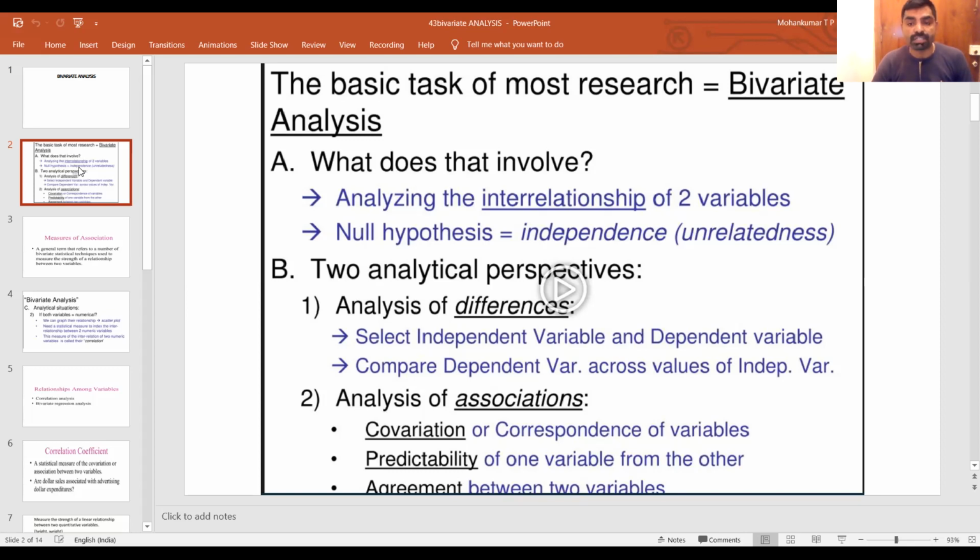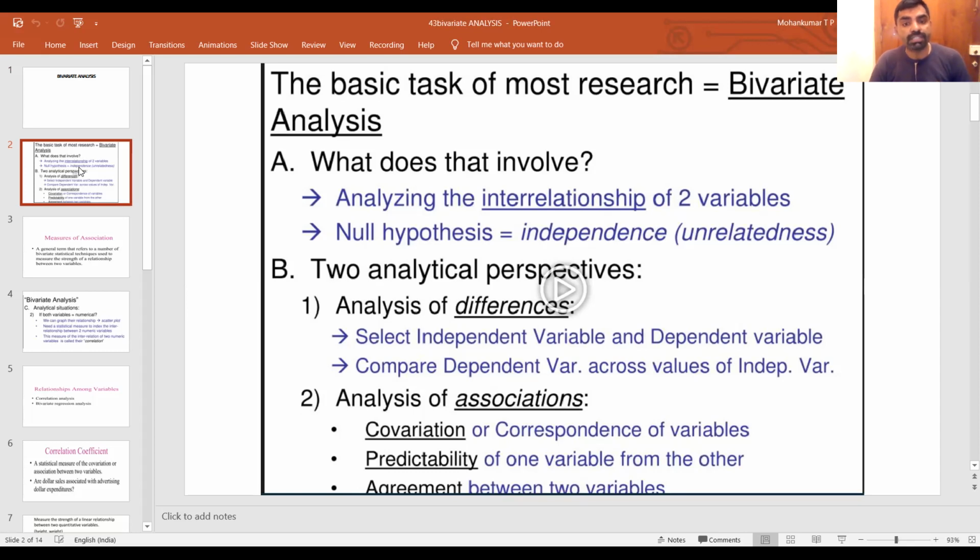If there is no relationship, or the variables are unrelated, then that hypothesis is going to be rejected. That's called the null hypothesis, which is equal to independence. It's nothing but that these two variables are unrelated. They are not related. There is no covariance between these two variables. Then the two analytical perspectives are, the first one is analysis of differences.